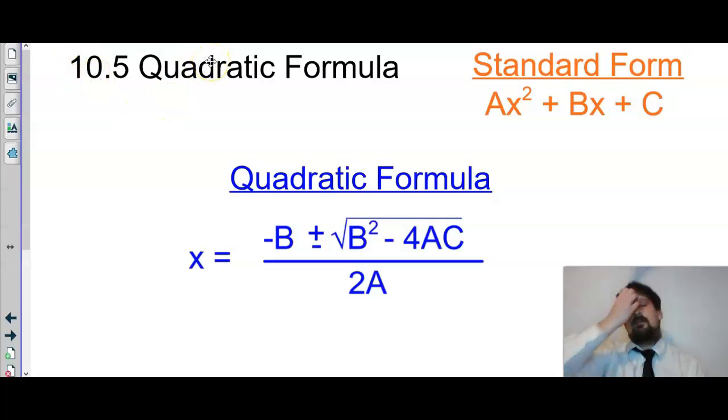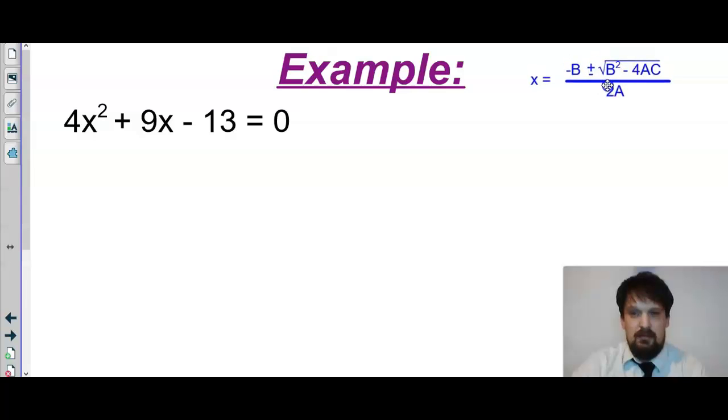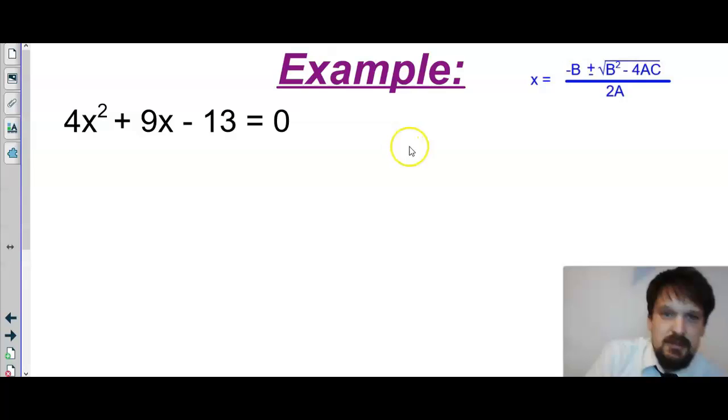So for the quadratic formula, we first need to make sure that we are in standard form: ax squared plus bx plus c. And our quadratic formula is x equals negative b plus or minus the square root of b squared minus 4 times a times c, all over 2 times a, where your a, b, and c come from your standard form. So we'll keep that up here in the corner. And let's look at some examples.